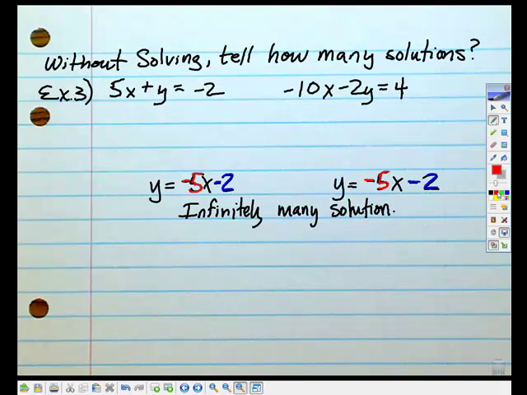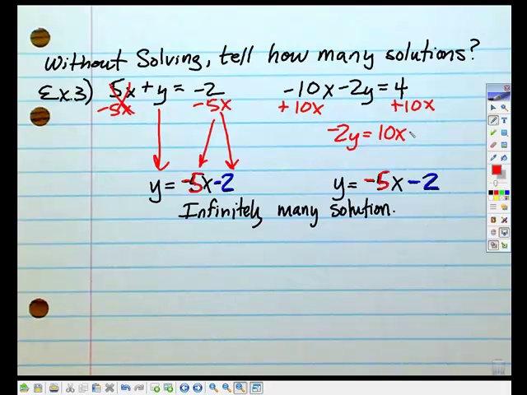Now, if you're not able to solve those in your head, as I've done, which many of you would probably need to go through and show the work, what was really getting done there was subtracting 5x from both sides, bringing down the y, bringing down the minus 5x, and then bringing down the minus 2. Here, it involved adding on 10x to both sides, getting negative 2y equals 10x plus 4, and then dividing by a negative 2 on both sides, where when we divide the 10x by negative 2, we got the negative 5, and when we divided the 4 by negative 2, we got negative 2. So if you need to show your work for those that tell you to tell how many solutions without solving, show your work on those.